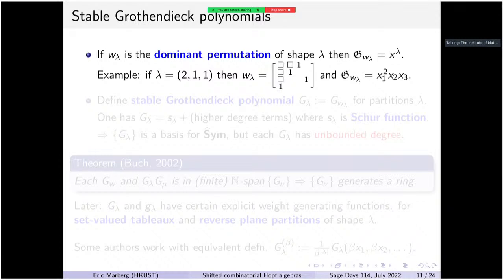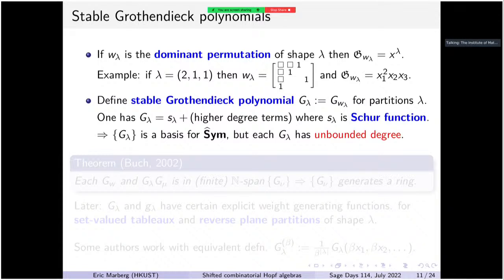Well, the definition by example is you take your partition and put its Young diagram in a matrix, and then you arrange the ones in the permutation matrix of w so that if you cross out everything to the right and below those 1s, you're only left with your desired Young diagram.